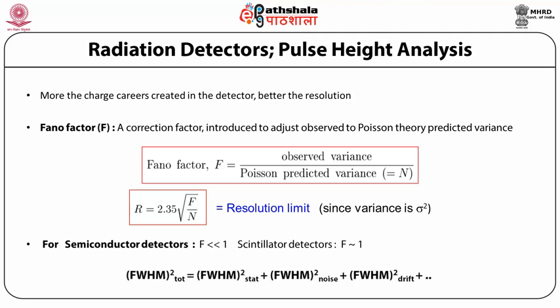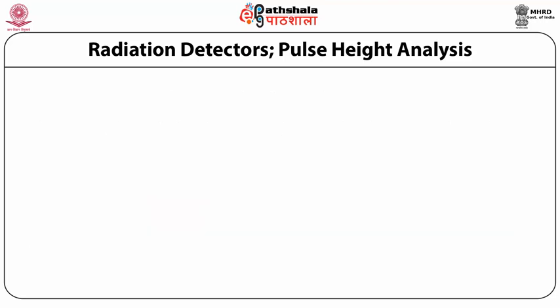So FWHM for a gamma ray peak is a combination of various processes. FWHM squared total is equal to FWHM squared statistical plus FWHM squared noise plus FWHM squared drift, and so on. Radiation detectors, pulse height analysis.